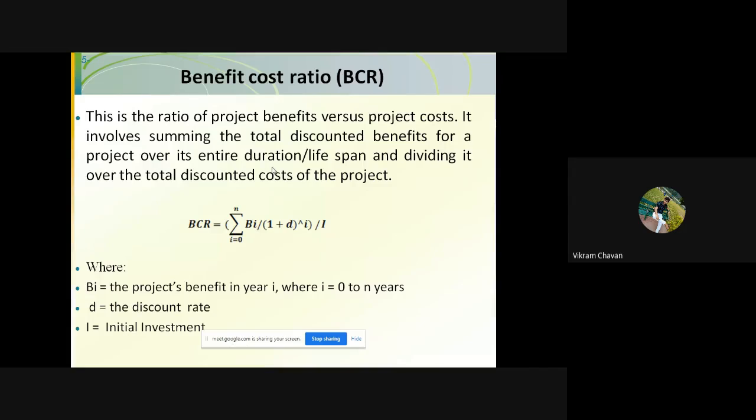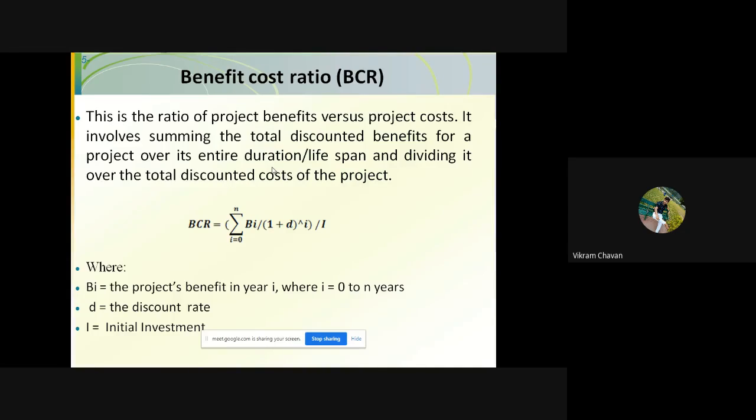Okay, now next we are going to see the benefit cost ratio. The next evaluation criterion for the investment decision is the benefit cost ratio, also called BCR in short form. By looking at this name only, it's a ratio of benefit and cost.